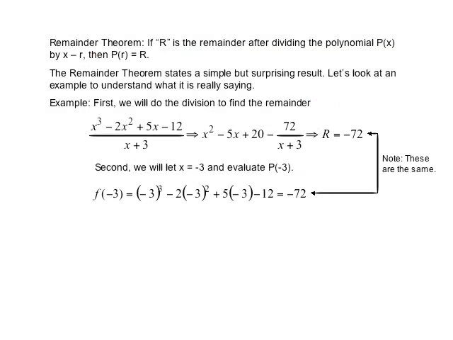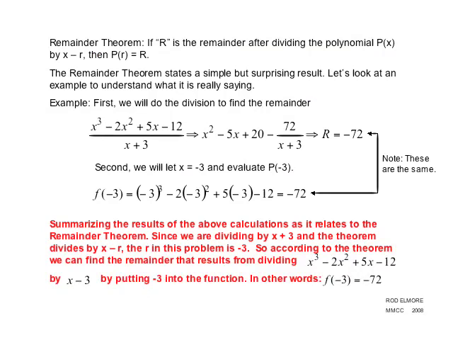Note, these are the same. So the remainder is the same as if we put the little r, the negative 3, into the function. We're going to get the remainder. This is going to be a helpful property, since this always works.